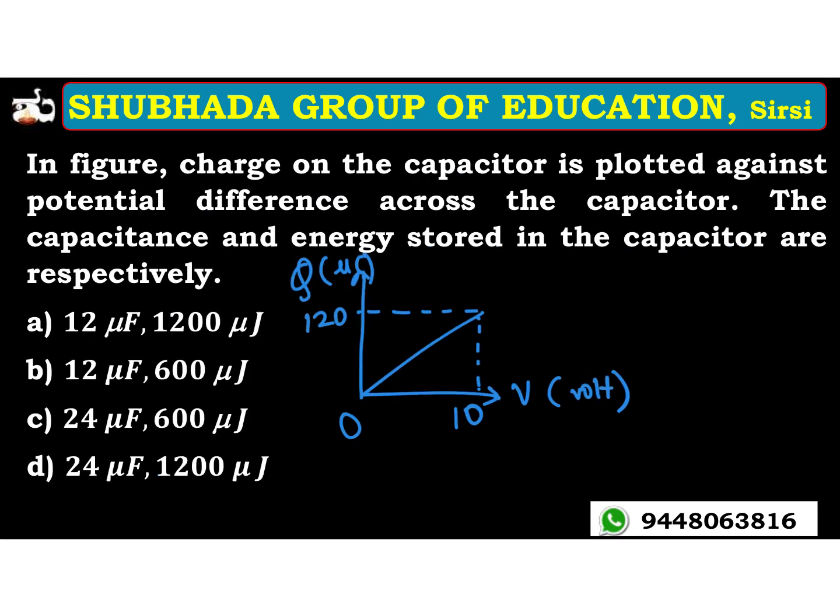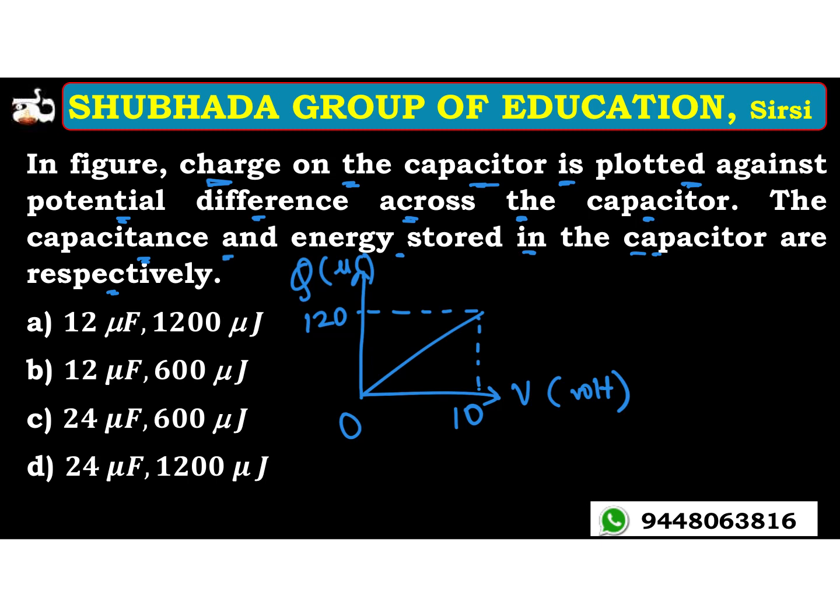In the figure, the charge on the capacitor is plotted against the potential difference across the capacitor. The capacitance and energy stored in the capacitor are respectively. They are expecting the value for capacitance as well as energy stored in the capacitor. So let's try to find out the value for capacitance first.